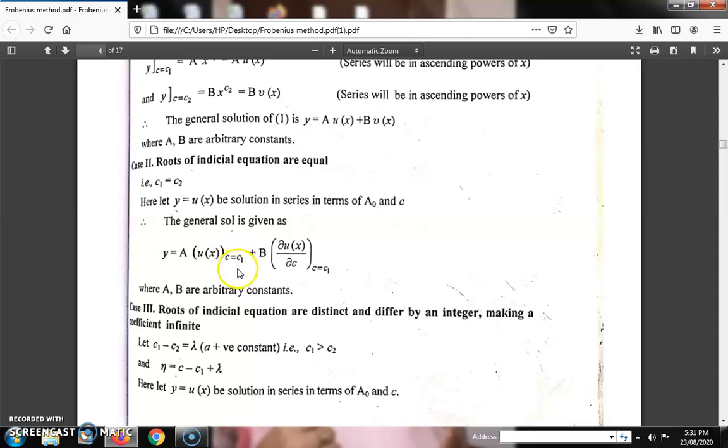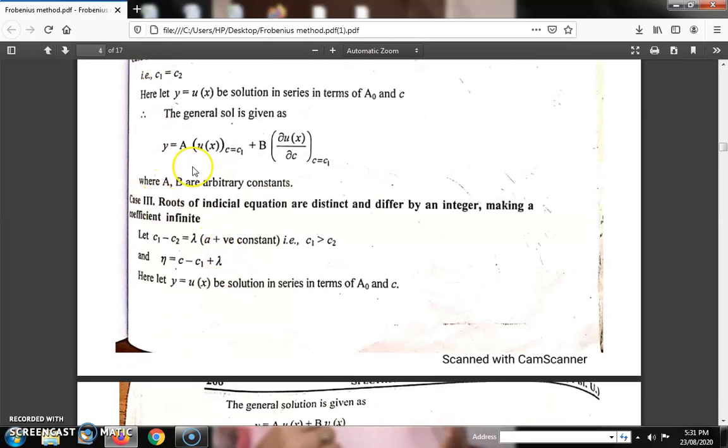And another solution, how will you get it? You will differentiate this u with respect to c, the partial derivative. You have to find the partial derivative of u(x) with respect to c. Then you will get the other solution also. This we will discuss through examples. I am just telling you about the 4 cases.